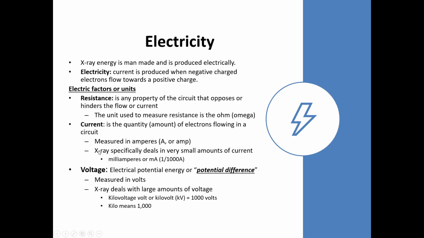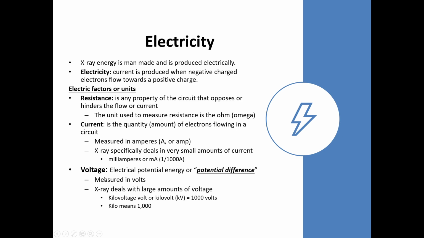And then when we talk about electrical factors relating to current, we're probably going to end up using milliamperes, or mA, a capital M, capital A. And that's 1/1000th of an amp. That's what the prefix milli means, 1 over 1,000.